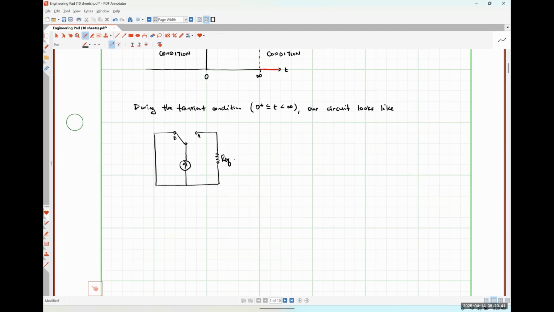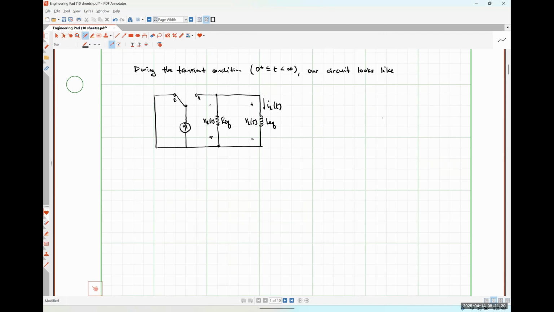Here's my resistance REQ and my voltage VR. Here's my inductance LEQ, my current IL and my voltage VL. So I can apply Kirchhoff's voltage law around that right-hand loop containing my resistor and my energy storage element, right?